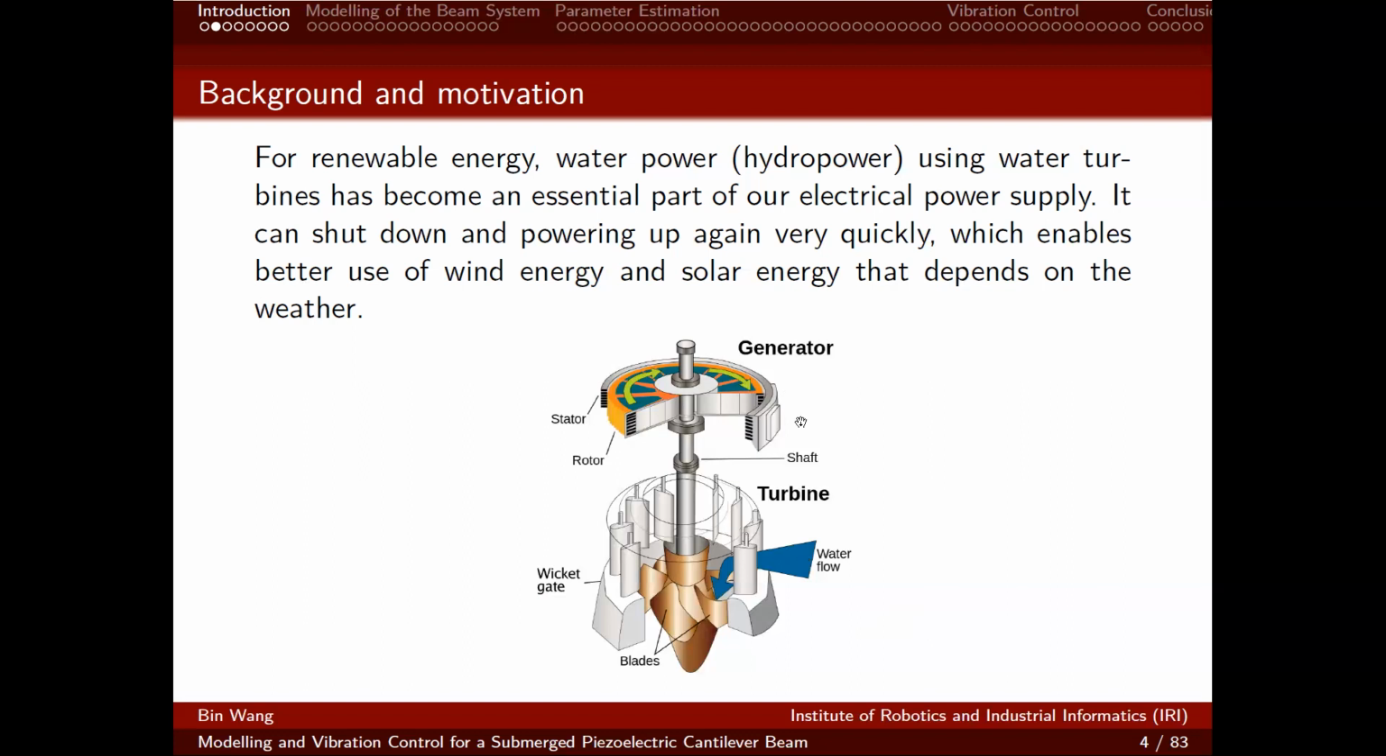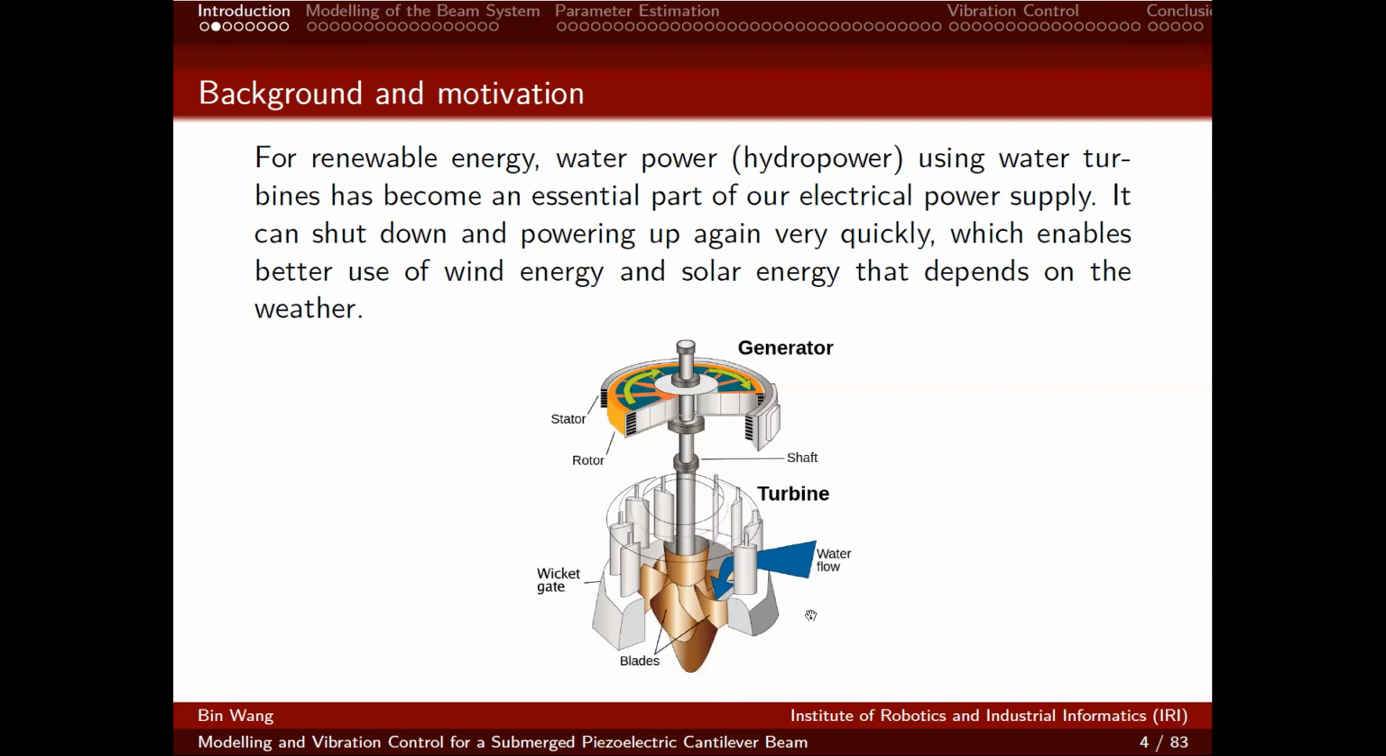As you can see in this figure, it is a basic structure of the water turbine. At the top is a generator, including the stator and the rotor, and with the shaft, they're connected with the turbine at the bottom. So when the water flows into the turbine, the blades will rotate.